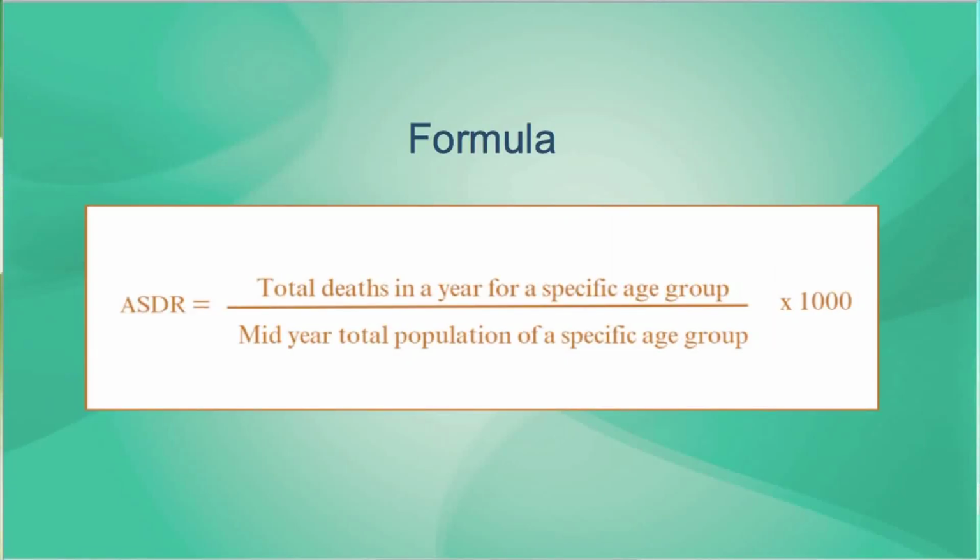The mathematical expression is, as you can see on your screen, on the numerator we have the total deaths in a year for a specific age group, and on the denominator we have the mid-year total population of a specific age group, which is then again multiplied by 1,000.